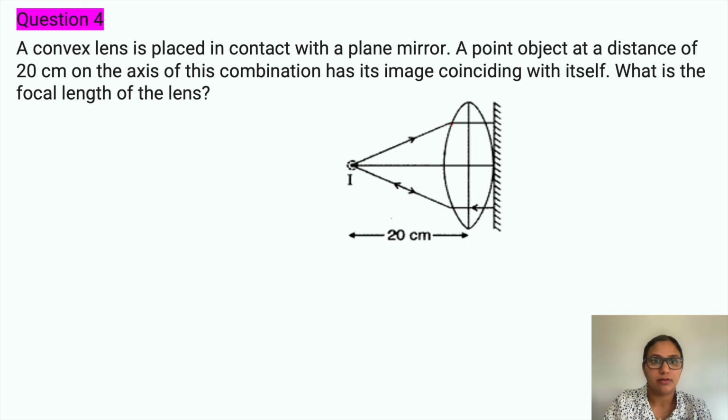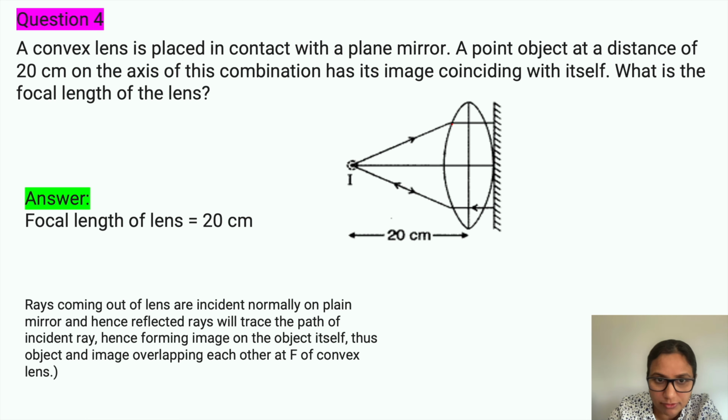So, what is the focal length? Can anyone say? Focal length will be about 20 centimeter. What happens here? The rays coming out from this lens will be incident normally on the plane mirror. What happens? It will reflect or retrace the same path as that of the incident ray. So the final image will be overlapping with what? The object. So the focal length will be about 20 centimeter.